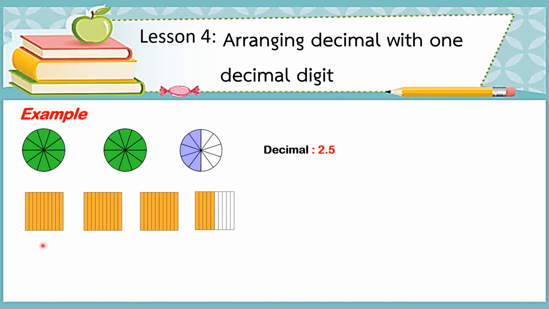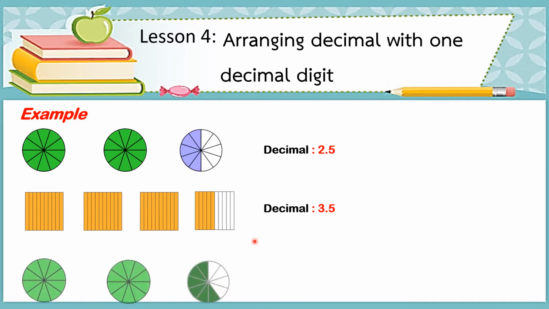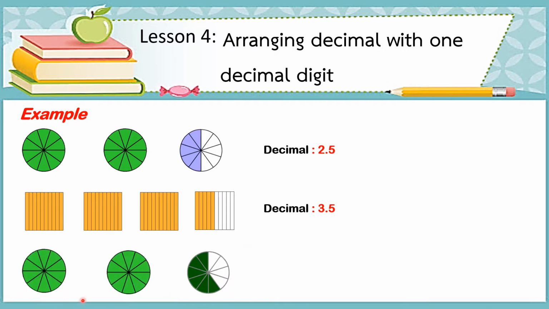So the second example is the same process. You're going to count how many squares are in full color. So 1, 2, 3. There are 3. And then 1, 2, 3, 4, 5 out of 10. So you're going to write here 5. So you can read it as 3.5. And the last one is 1, 2. So in decimal, it's 2.6.